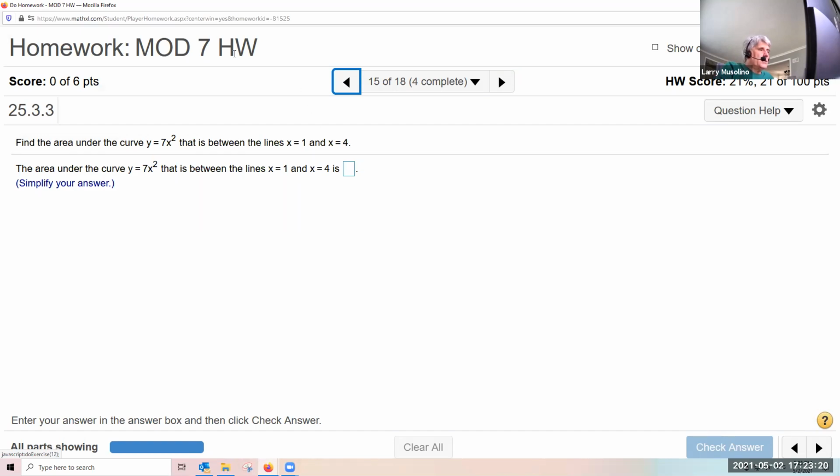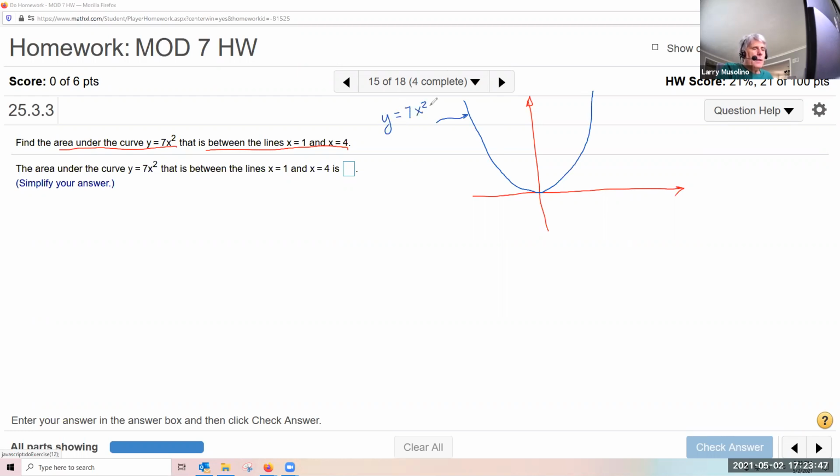All right, well, here's what they're asking me to do here. They say find the area under the curve y equals 7x squared that is between the lines x equal 1 and x equal 4. Let me draw a little graph of this to get an idea. What are they talking about? Well, let me draw the function 7x squared. That's going to look something like this. So this is y equals 7x squared. I'm going to draw the vertical line x equal 1. Maybe it's here. And I'm also going to draw the vertical line x equal 4. Maybe that's there. So here's the vertical line x equal 1. Here's the vertical line x equal 4. They're asking me to find this green area under the curve.